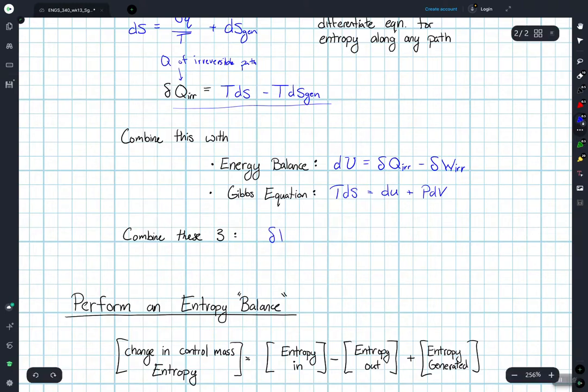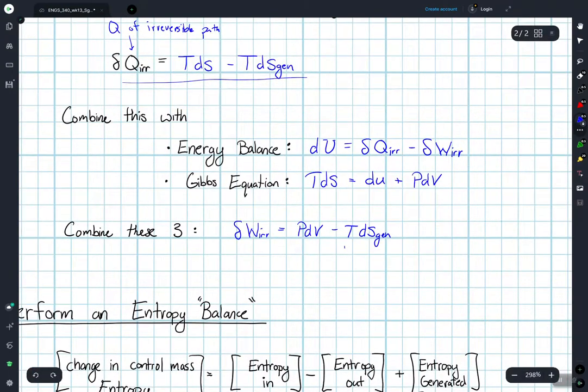So we can solve for irreversible work. And this would give us that our irreversible work is equal to PdV. That's what our reversible work is, minus a little bit. So minus TdS gen. So the irreversible work is equal to what it would be if it were reversible, minus this little bit, which is caused by entropy generation.